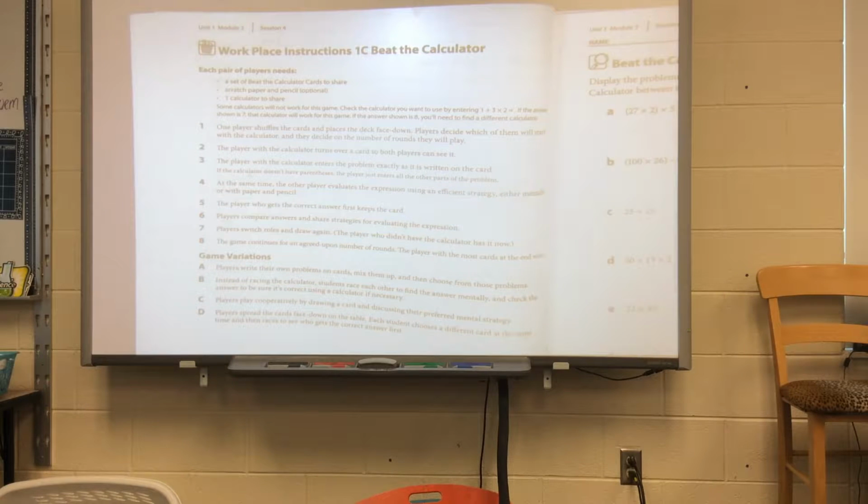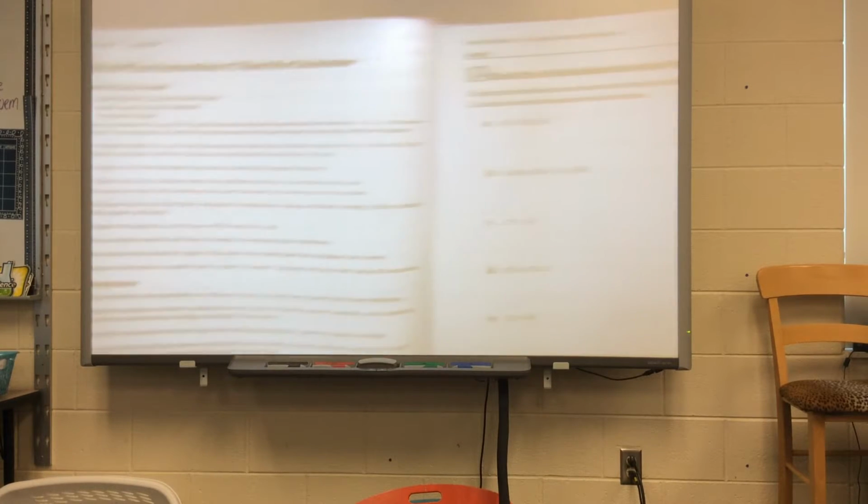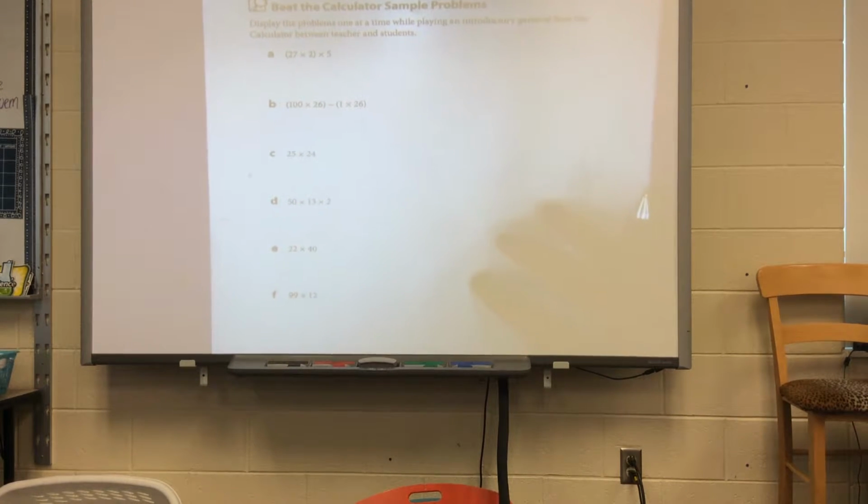According to our materials list, to play Beat the Calculator, you need a set of Beat the Calculator cards to share. Because you don't have those at home, you can use some index cards, and using a parent or yourself, you can create some sample problems that look like this. Problems that have different operations, problems that have parentheses. You need a calculator and you need some scrap pieces of paper.